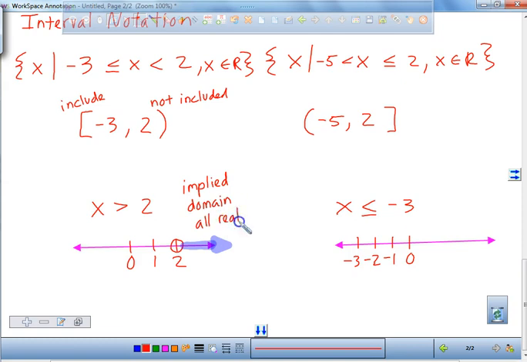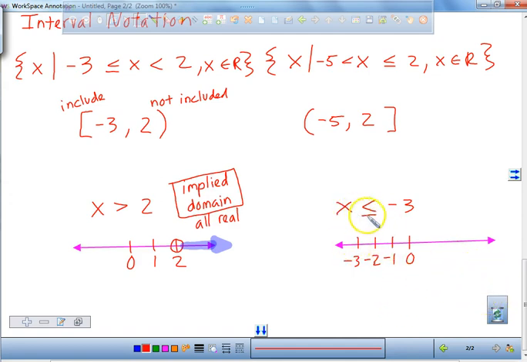If I don't give you the domain, if I don't tell you it's natural numbers, whole numbers, integers, rational, if I don't give it to you, what should you automatically assume? That we're dealing with what? All of them. Okay? That's the vocabulary word right there in chapter 1. If you see the word implied domain, it's referring to all real numbers.